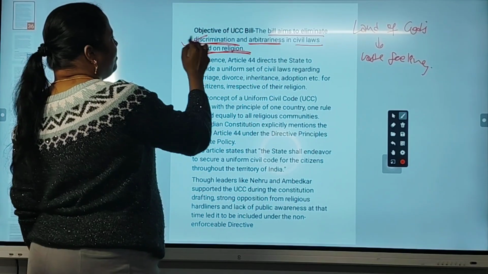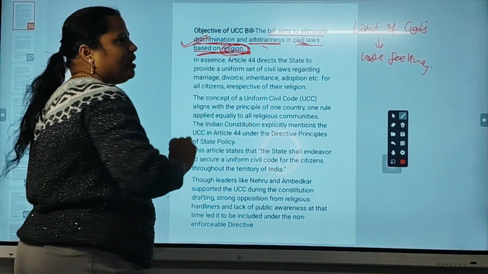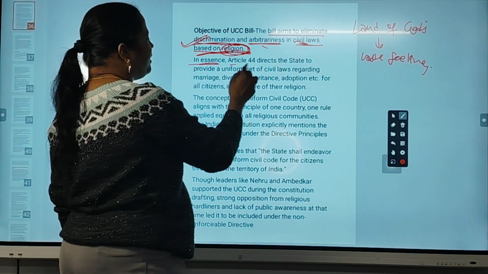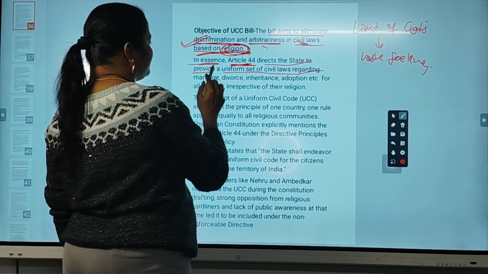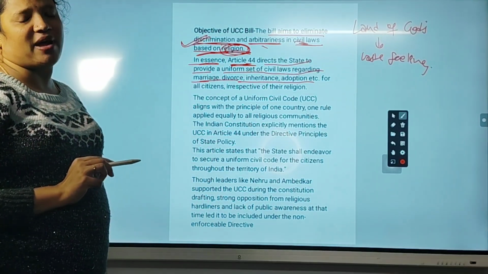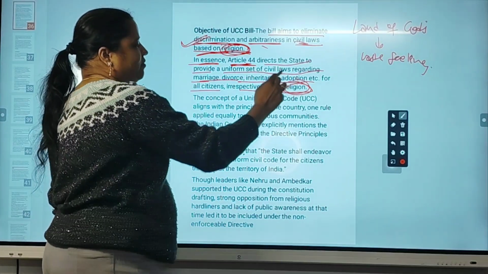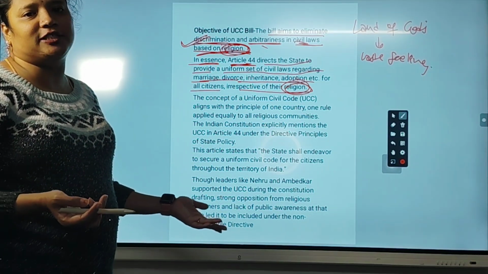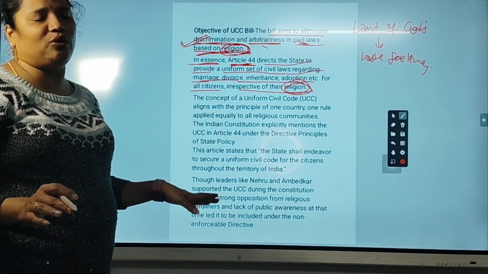So there should not be discrimination and arbitrariness in civil laws based on religion. Caste feeling should not show everywhere in the state. In essence, Article 44 directs states to provide a uniform set of civil laws regarding marriage, divorce, inheritance and adoption for all citizens irrespective of their religion. With religion, these laws should not change. Marriage, divorce, adoption, property and inheritance laws must be the same for all castes of people inside Uttarakhand.